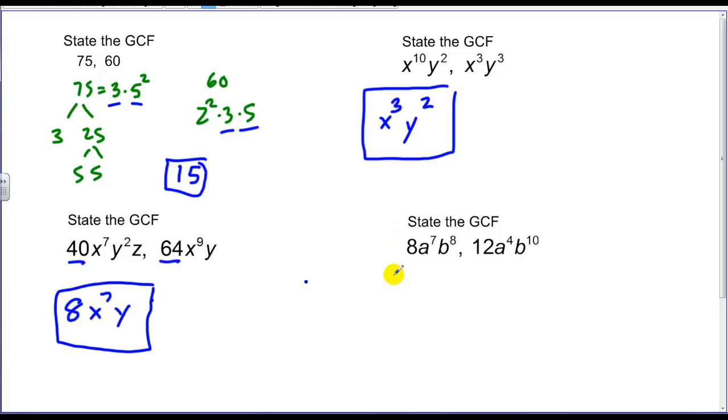Finally, we have to state the GCF of this term. Between 8 and 12, I know 2 goes into both, but also 4 goes into both. And 4 is a bigger number than 2, so 4 is my GCF for the numerical part. I've got a to the 4th and a to the 7th, which means there's 4 a's in common. And then I have b to the 8th and b to the 10th, which means there's 8 b's in common. And there's my GCF.